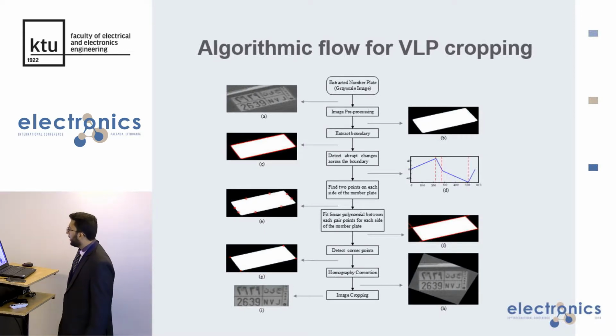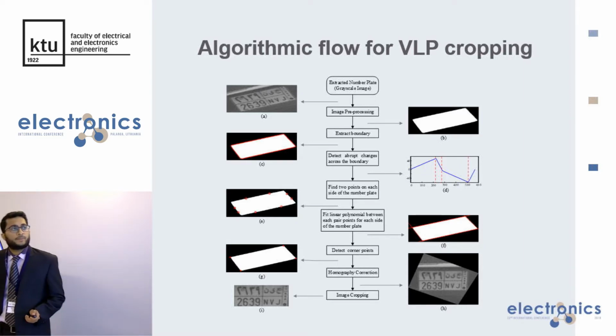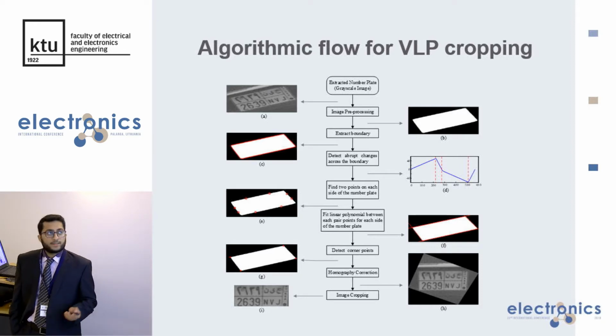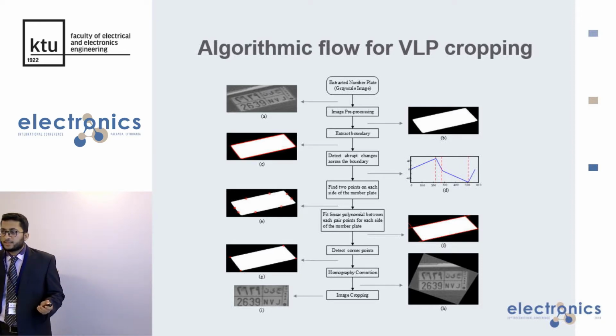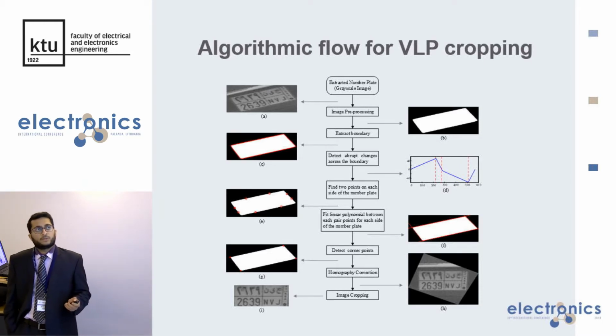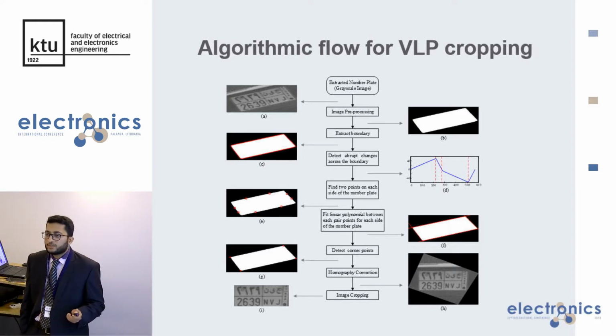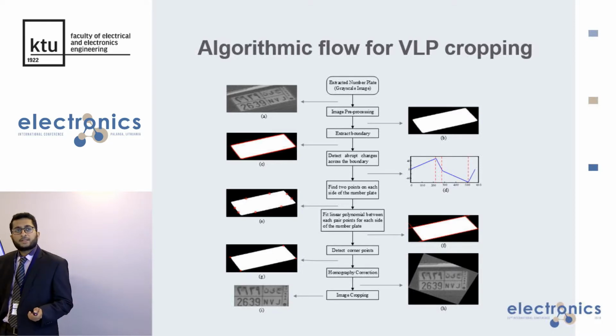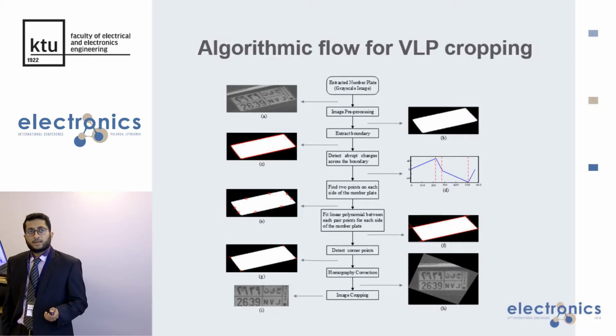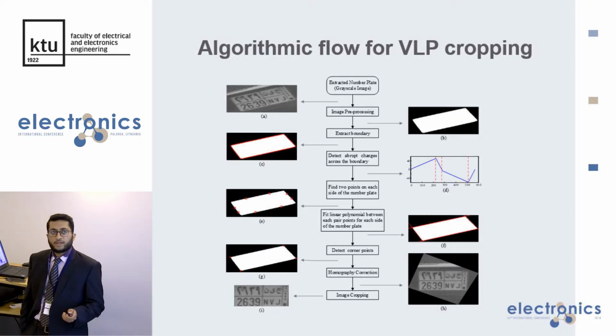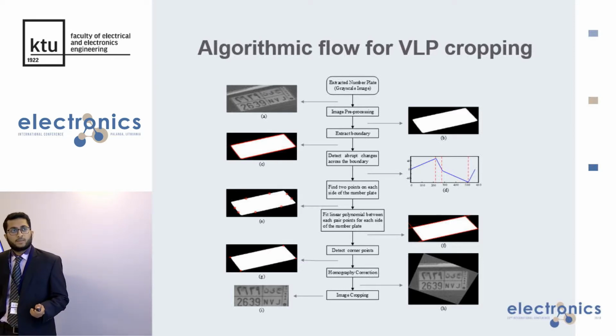So this is the algorithmic flow for the license plate cropping. By applying the license plate detection, we have already extracted this license plate. As we can see, it is already tilted a little bit, so we convert it to a grayscale image, and then we apply some morphological operations and get this binary image in which the area of interest is white pixels and the background is black pixels.